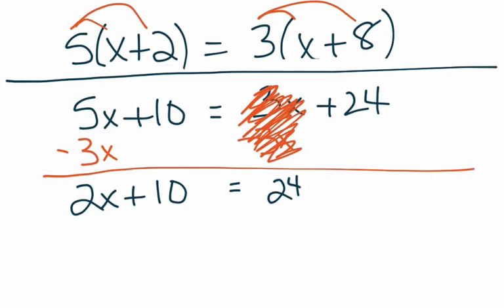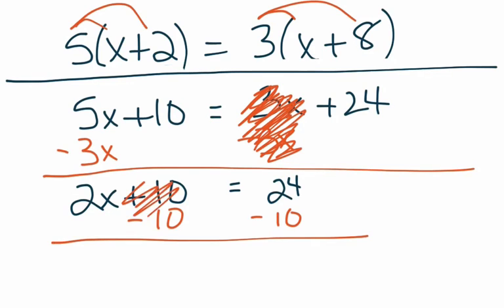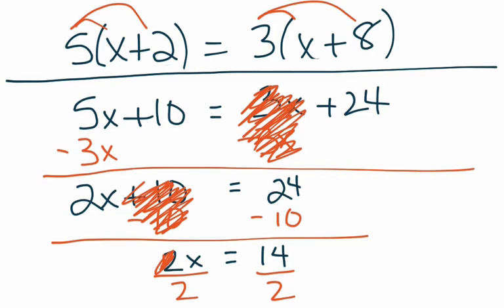Now we're back to a two-step equation, which hopefully by now we're getting really good at. And we're going to subtract 10 from both sides and cross this out. And then we get 2x equals 14. Then we divide by 2, and we get that x equals 7.